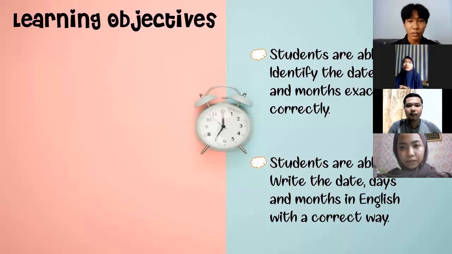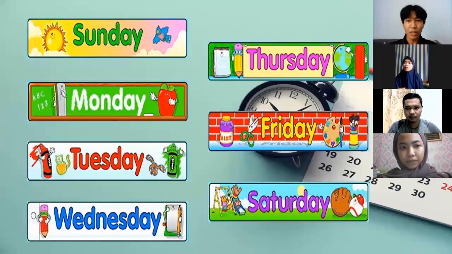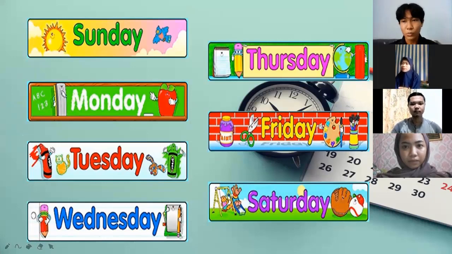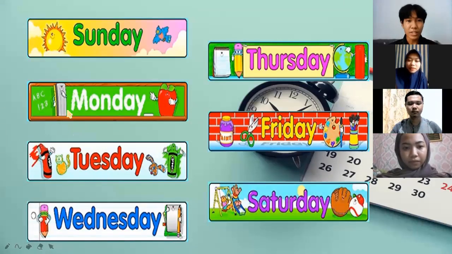Okay, let's continue to the first material. Our first material today is about days. There are 7 days, including Sunday, Monday, Tuesday, Wednesday, Thursday, Friday, and Saturday. I want to invite one student to repeat what I have said before.